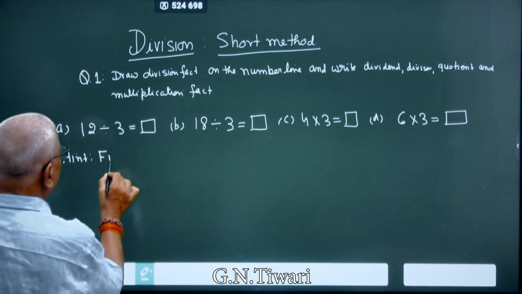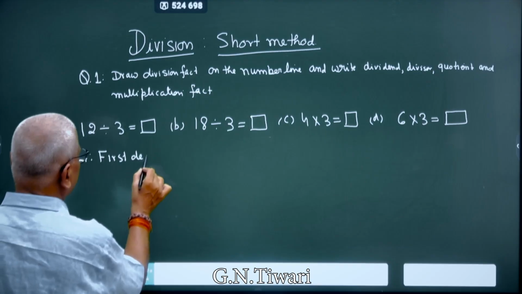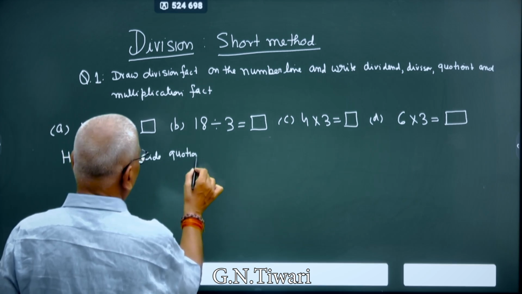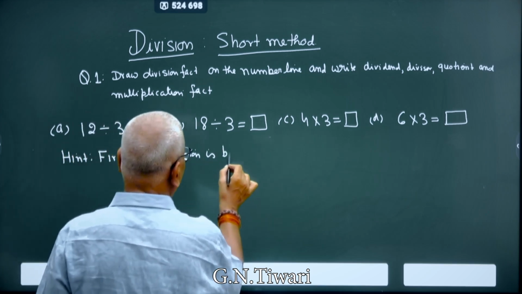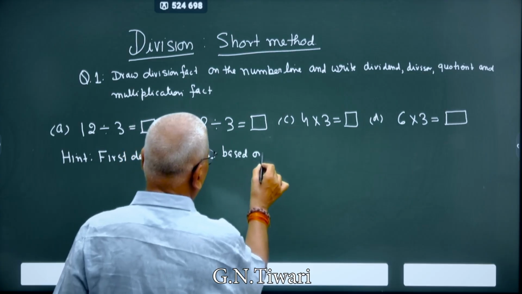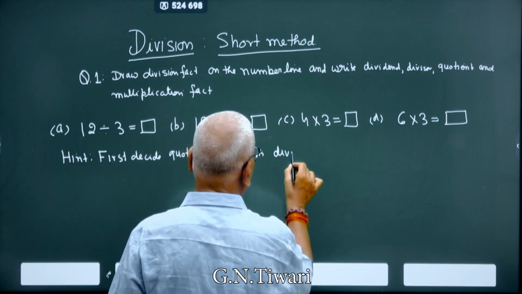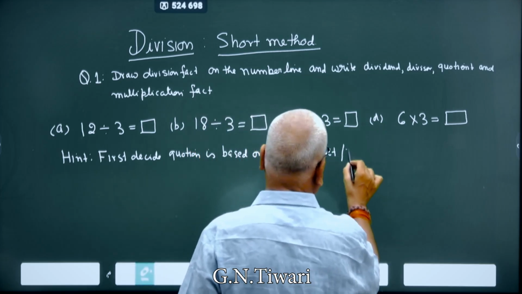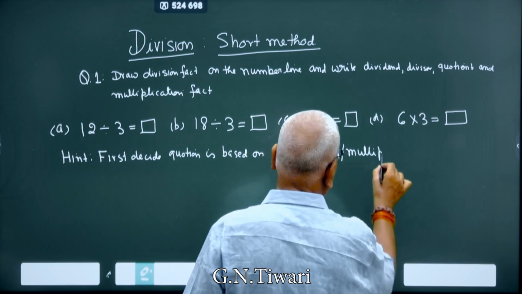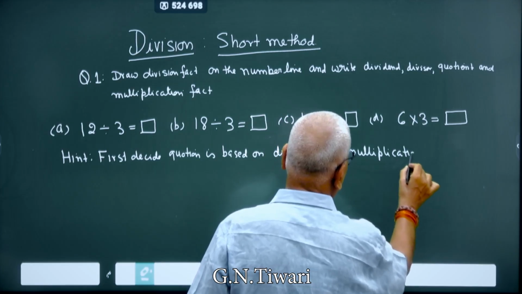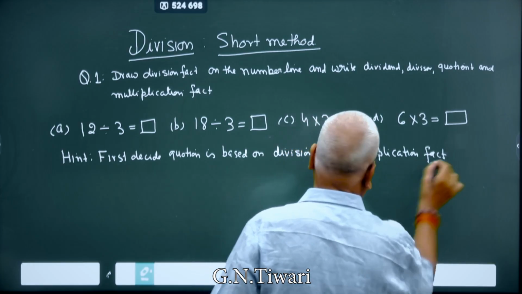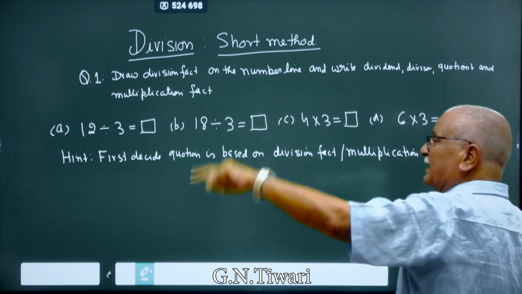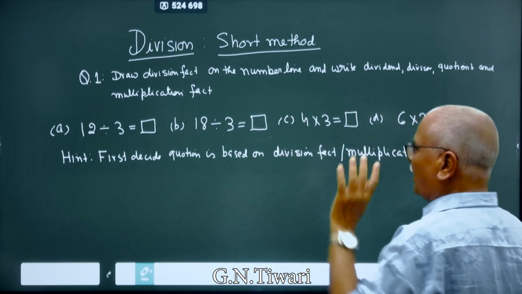First decide the question is based on division fact or multiplication fact. अब एग्जाम्पल के तौर पर 4 3 या 12 लिख दीजिए, ये मल्टीप्लिकेशन फैक्ट होगा. तो इसका डिवीजन फैक्ट कैसे करेंगे आप जो है नंबर लाइन पर, वो आपको बताना पड़ेगा जो है.